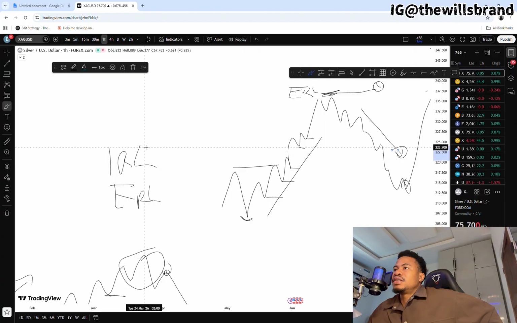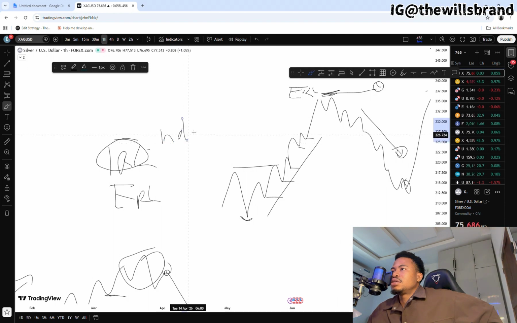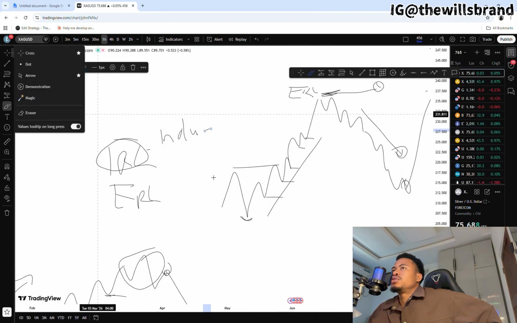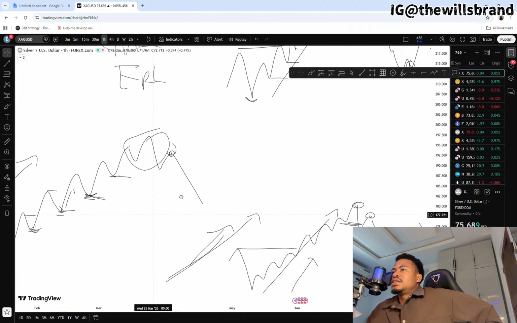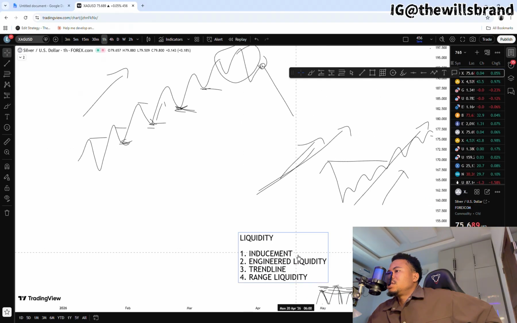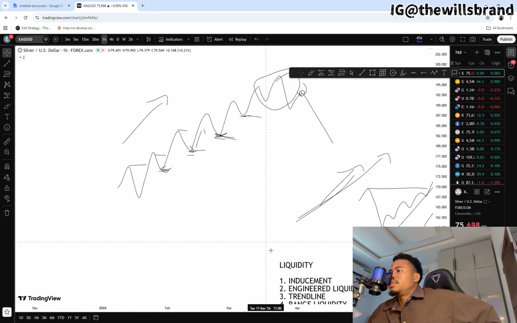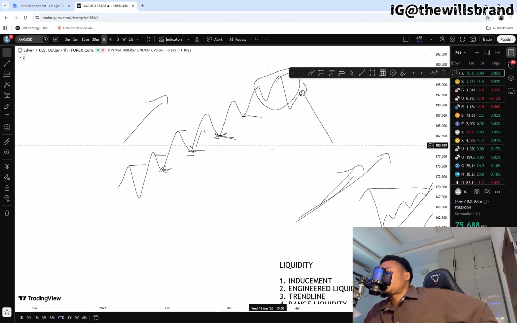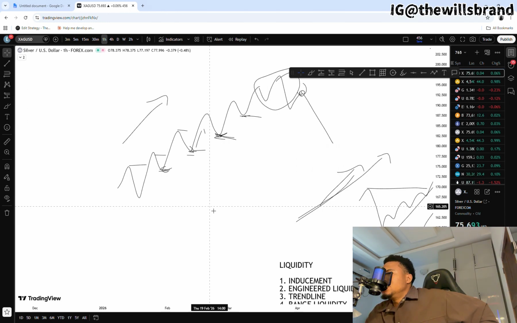Now inside internal range liquidity, we have inducement and we have engineered liquidity. Now we're going to go back to our writings previously. Remember, we started with range liquidity, then we said we have internal and external range liquidity. Talking about internal range liquidity, we have inducement, engineering liquidity, and trend line. Then we're going to come back to external range liquidity.